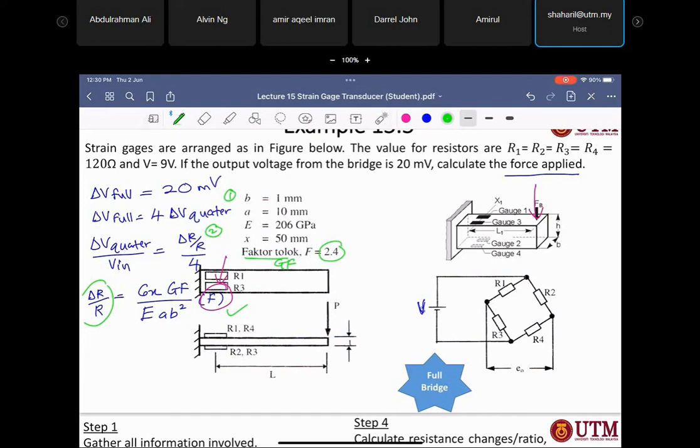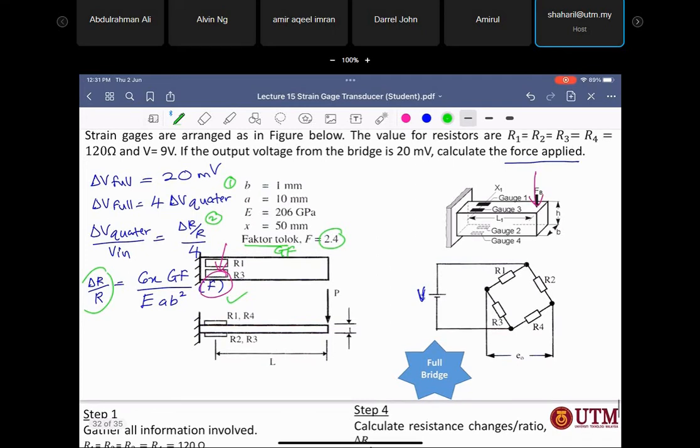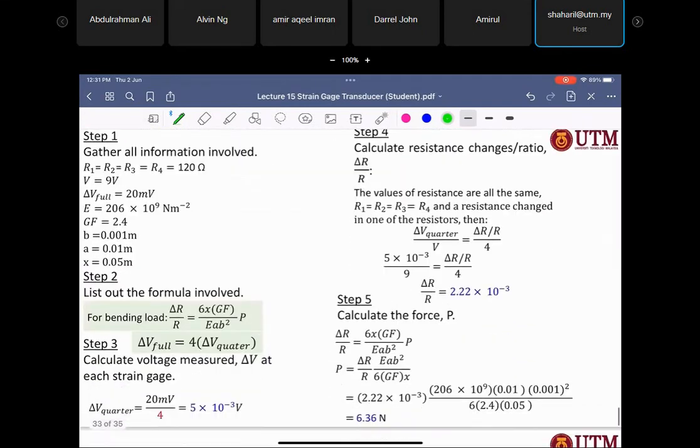And B for the width, also given to you, A and B. And X is the location where you apply the strain gauge, X, 50 millimeters. How about L? L and T, B equal to A, L and T. All right, so all given to you here.